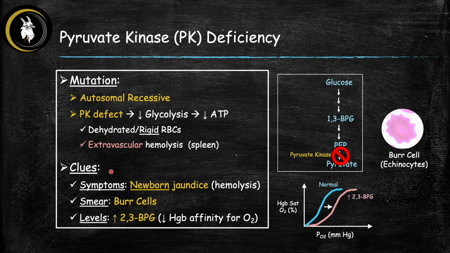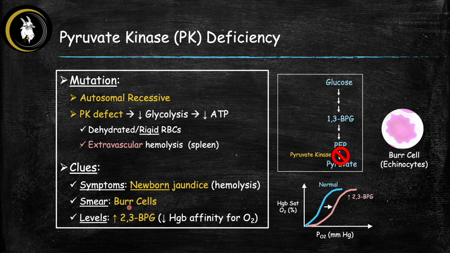Now let's talk about the key clues to help you recognize this diagnosis. First clue is the onset of symptoms. Because this is a very significant enzyme deficiency, it's usually going to present in the newborn period, and as a consequence of the significant hemolysis, the serum bilirubin levels are going to be really high, which of course is going to cause jaundice. So the classic presentation of pyruvate kinase deficiency is a newborn with significant jaundice.